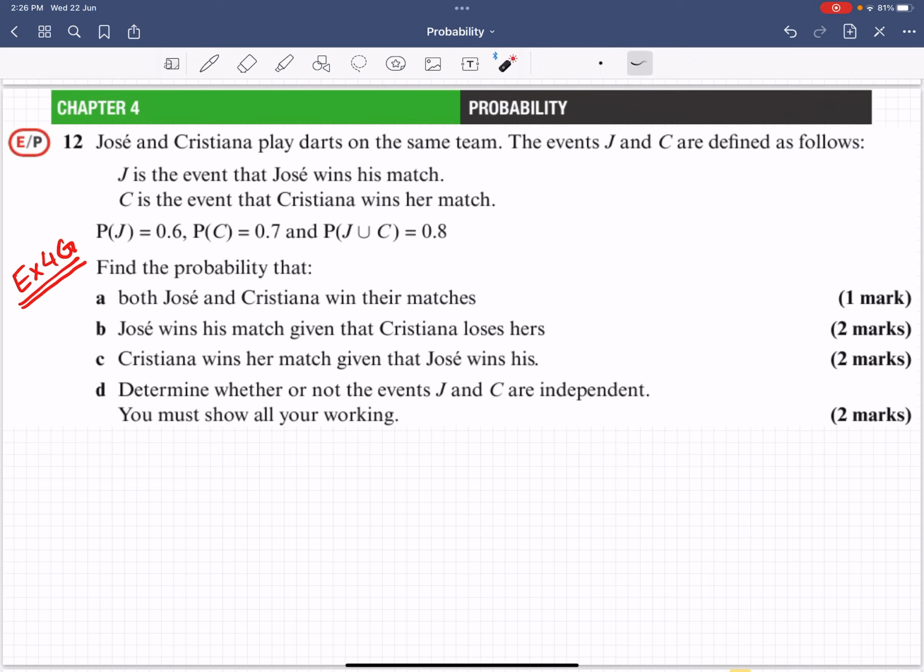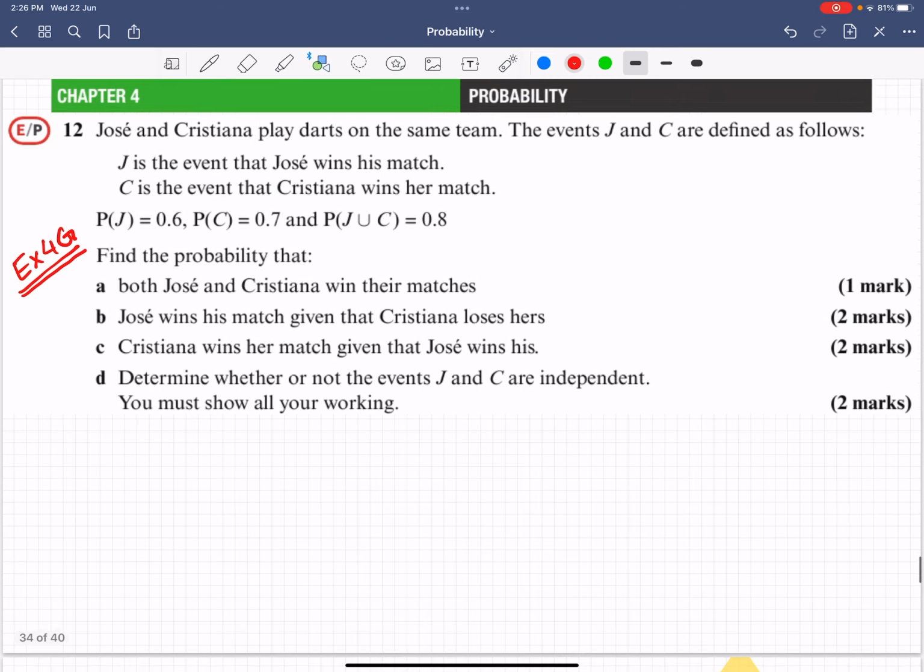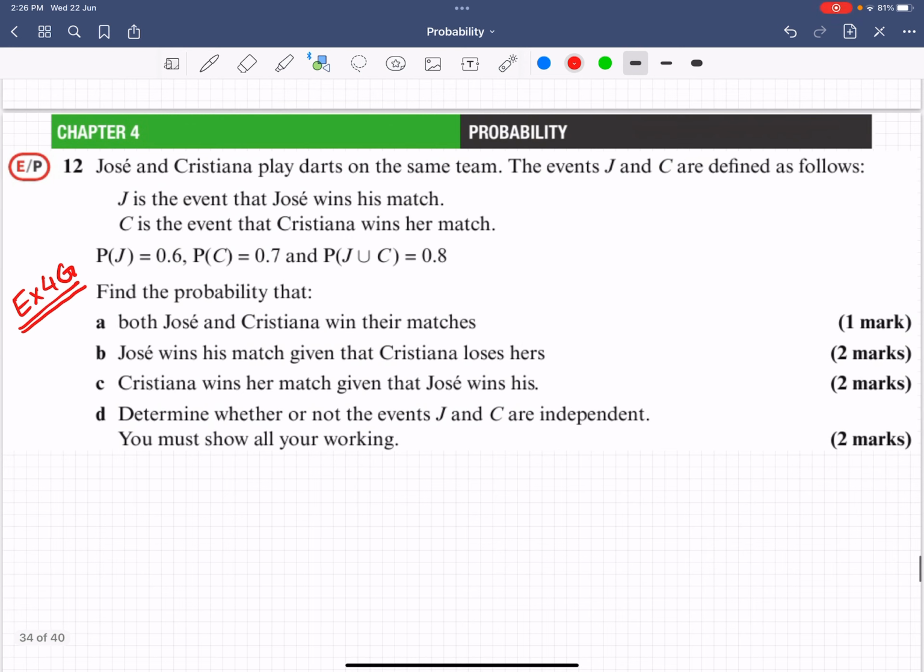The probability that Jose wins is 0.6. The probability that Christina wins is 0.7. And the probability of Jose and Christina winning, J union C, is 0.8. So let's draw a Venn diagram to represent this information.